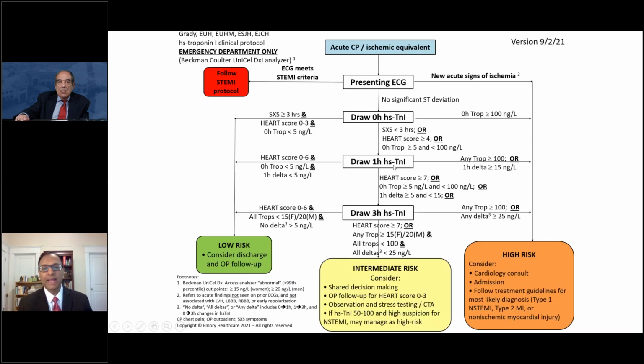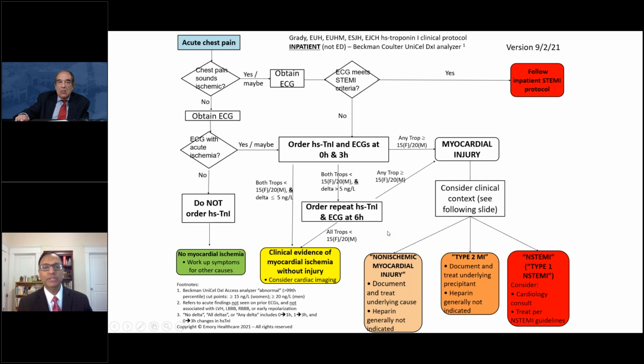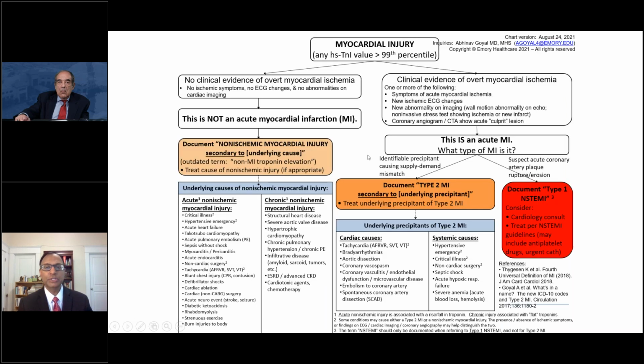For a moment, I'll go back to this slide. The ED's goal is not to diagnose or give a final diagnosis to the patient. It is to document low risk, intermediate risk, or high risk. Where should the patient go next? And maybe to initiate some treatments. But once you're an inpatient, that's where you really want to hone in on the diagnosis and treat properly. And that brings us back to this algorithm that I've already shown you in a prior slide.